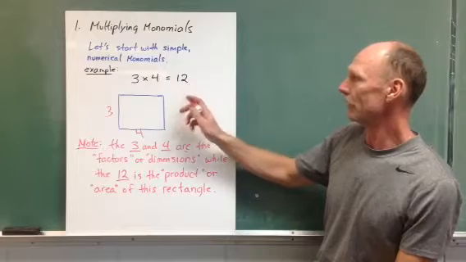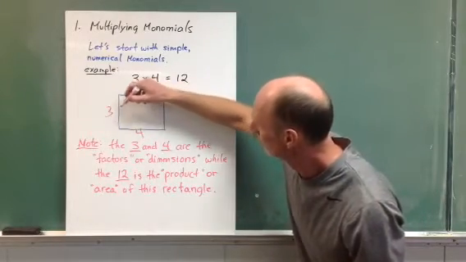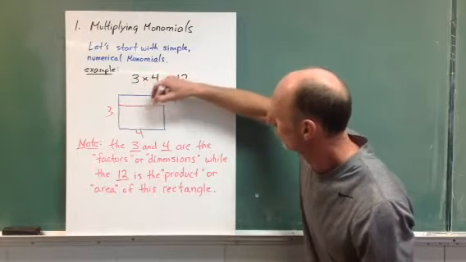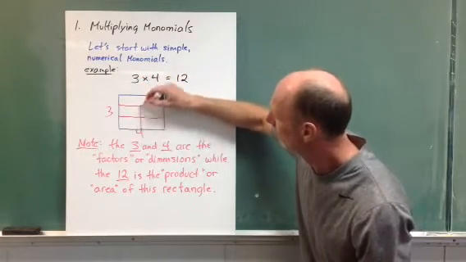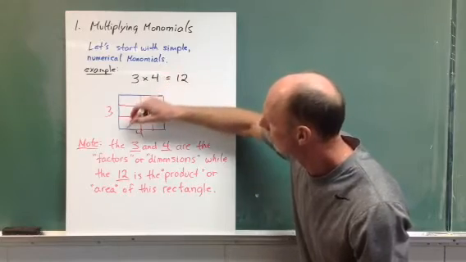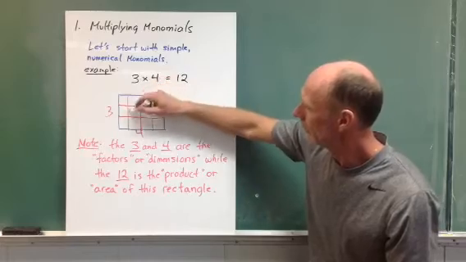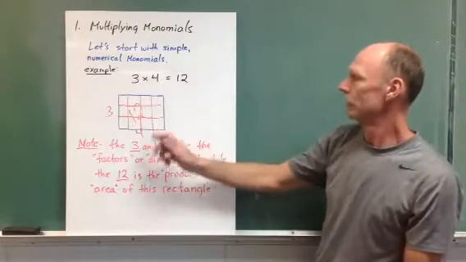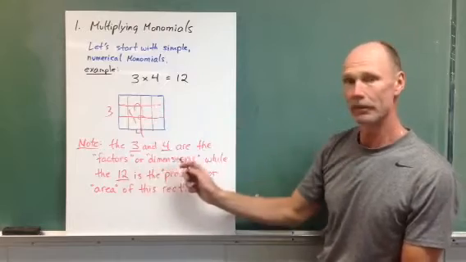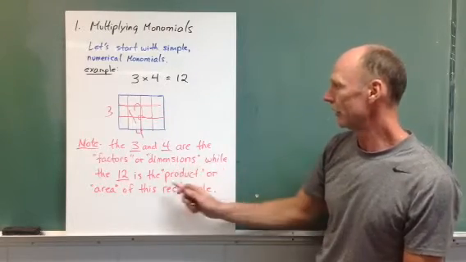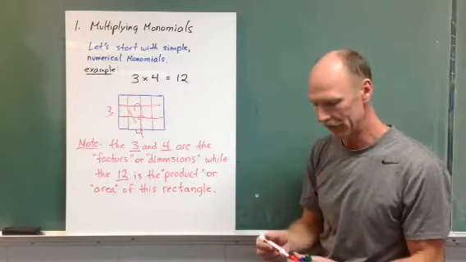So where does the 12 come in? Well, 12 would be, if I fill this in, I have 3 units this way, and 4 units this way. So 3 by 4, or 3 times 4, is 12. So the 3 and 4 are the factors of this equation, or the dimensions of the rectangle, while the 12 is a product of that equation, or the area of that rectangle.